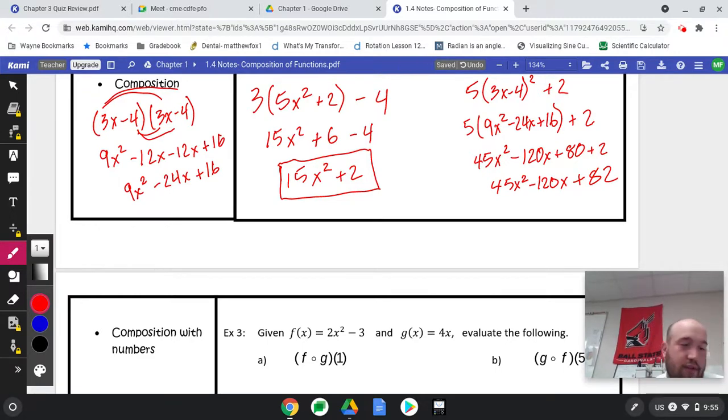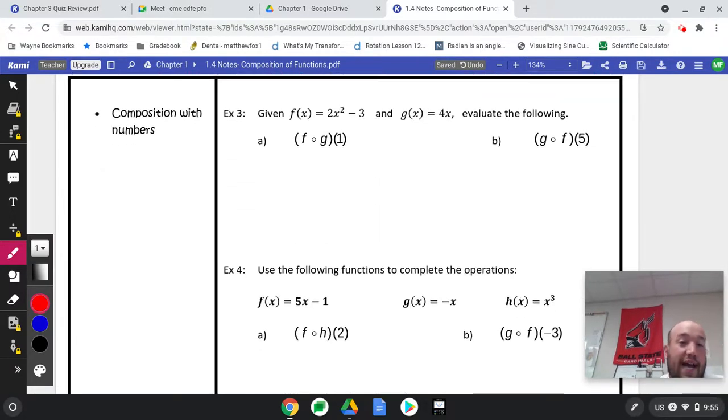Okay, at this point, we're adding in numbers. So what that means, remember, f of g of 1. That's another way we could write this, f of g of 1. So we start by plugging this 1 into g of x. So g of 1 is just 4 times that 1, which equals 4.